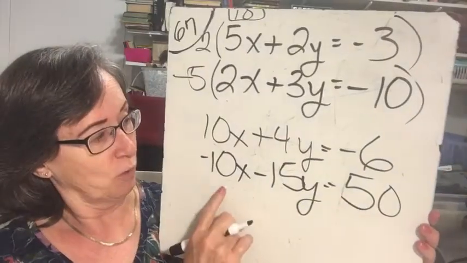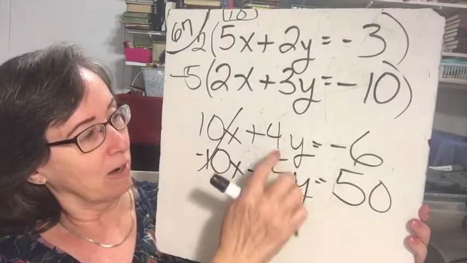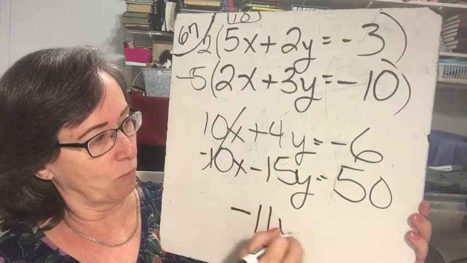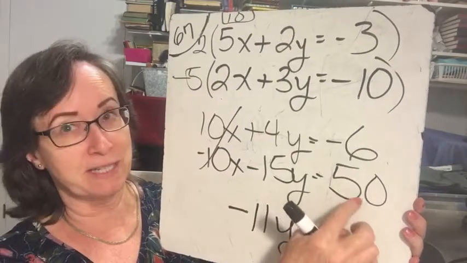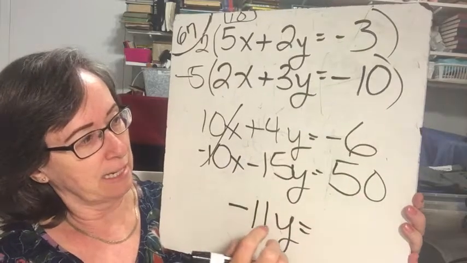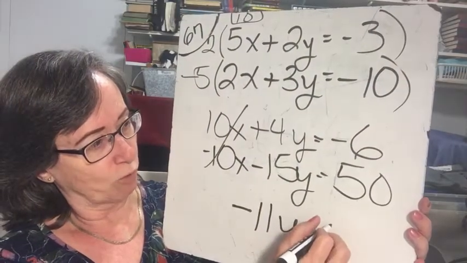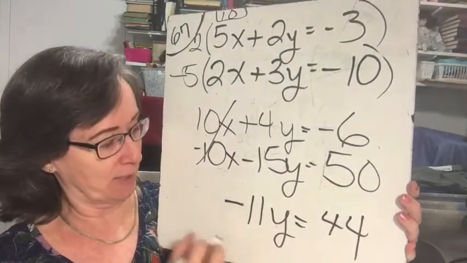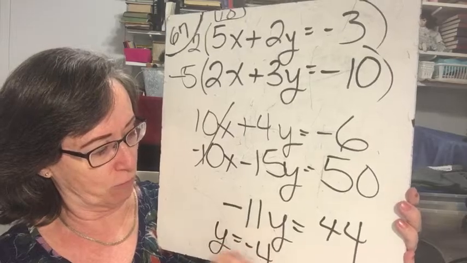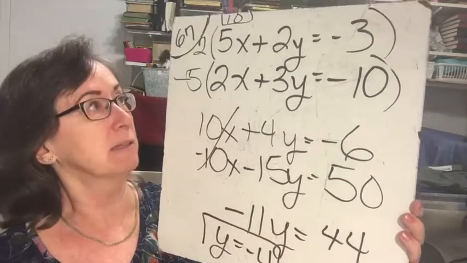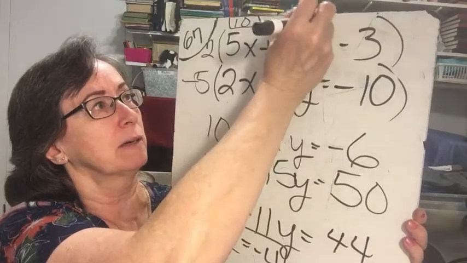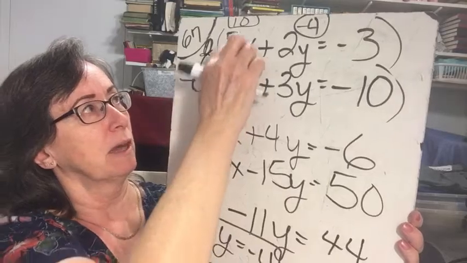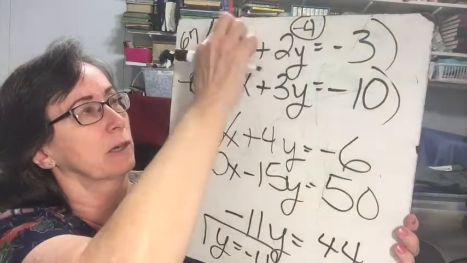So now we have an elimination right there. 4y minus 15y is negative 11y. And here we have 50 minus 6 is going to be 44. And 44 divided by a negative 11 is y equals negative 4. So we have a y. So we're going to put our y, negative 4. We're going to get rid of those. Go back to our original equation. Okay, so I'm going to erase this because that's no longer needed there.